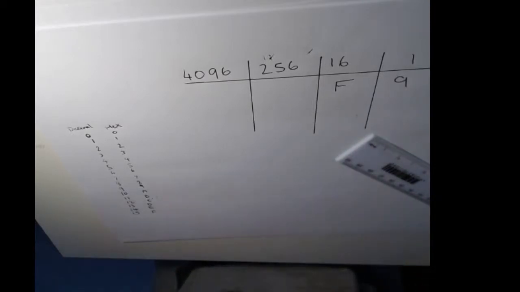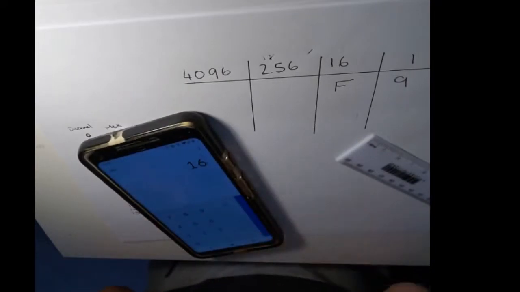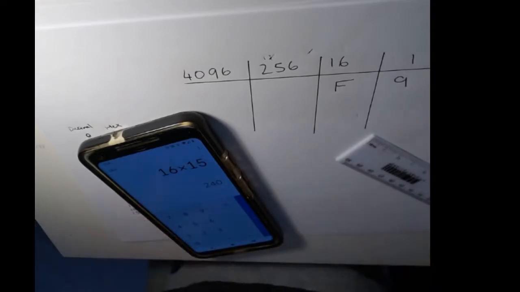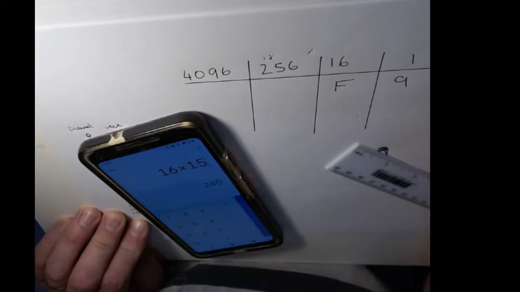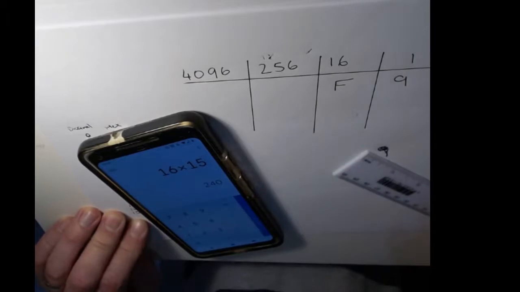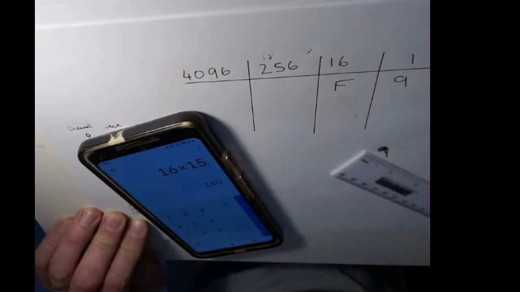So I'm going to get my calculator. If you're really good at your 16 times tables, you could do it in your head. So 16 times 15 is 240. Okay, so we know it's 240. We need to add those numbers together, and if we do add them together, we get 249. So we know that F9 in hexadecimal is 249 in decimal.